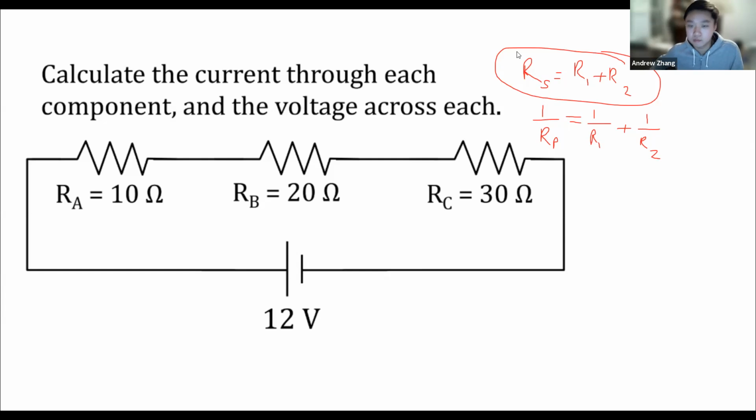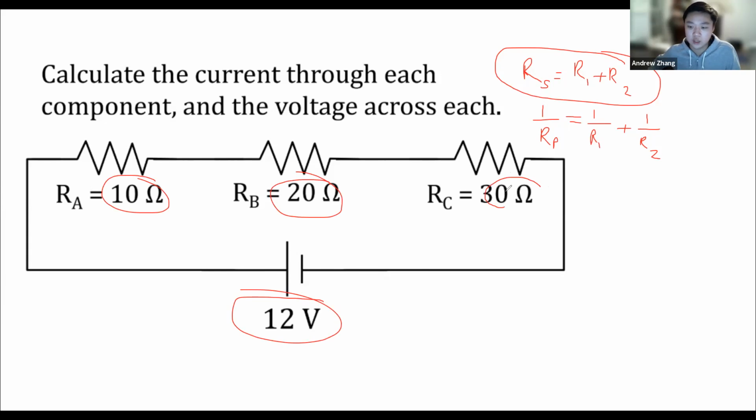All right, that might be enough time. Maybe you guys are still working on it, but I'll just start working on the board, and you can compare your solutions to what I'm doing. So what we have here is basically we want to find the current through each component and the voltage across each of them. First off, right off the bat, we can see we have total voltage, and we have the resistance for each of them.